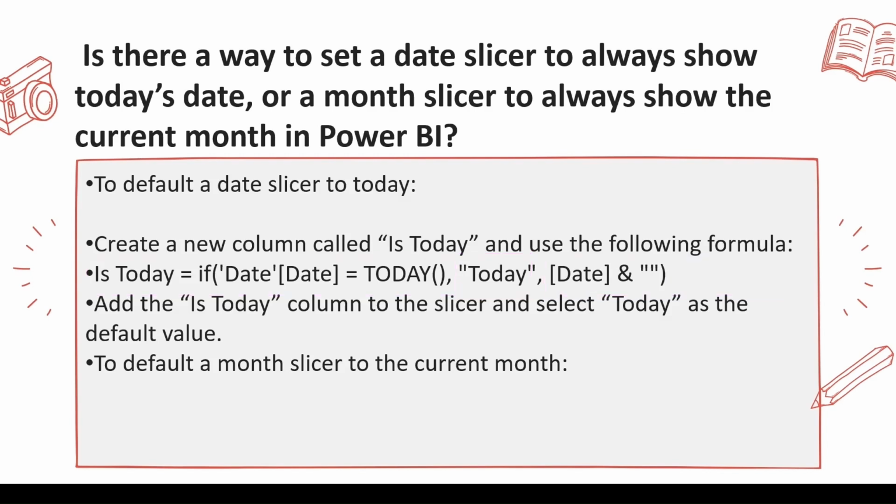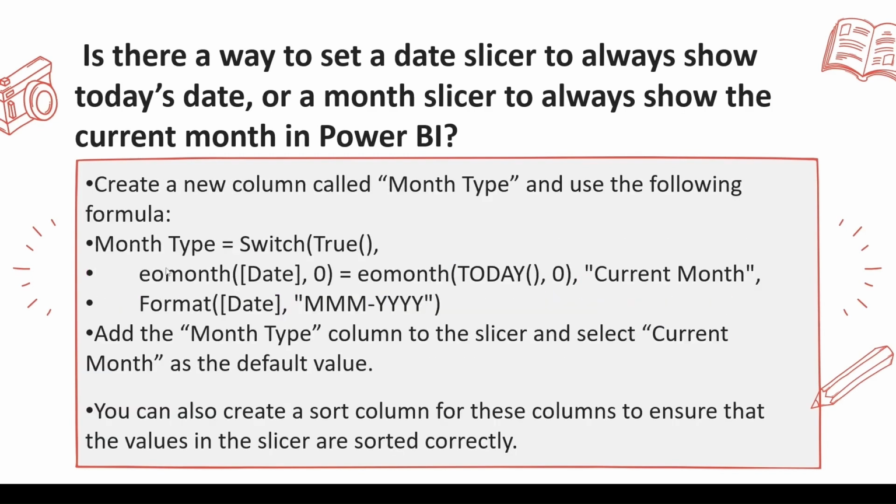In a similar fashion, you can default the current month. Create a month type column where you say if the current month's end date is equal to the end date of today, and that's where we will be able to push all the dates of the month onto a single date, and that single date we can compare with today's month and date, then it is current month. Otherwise, you can format the date into a month year format, or you can use a month year column. This column also needs to be sorted on a month year sort column to work perfectly fine. So in this manner, you will be able to set your slicer on today or current month.